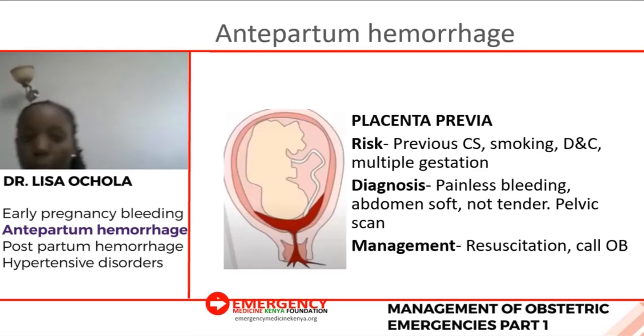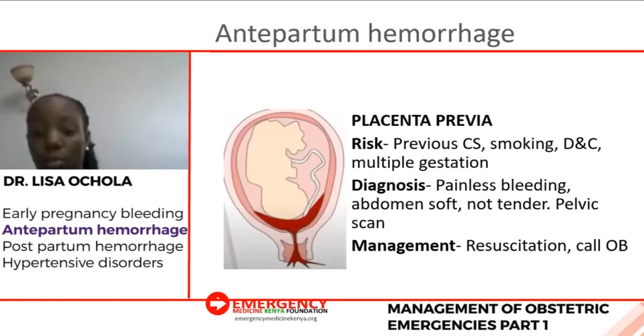When you examine the abdomen, it's usually soft, not tender. And in this case, a pelvic ultrasound is fine because it will be able to diagnose the placenta previa properly. So management, like we have said, is resuscitation. And you call OB or someone who's experienced with surgery who can make a decision.